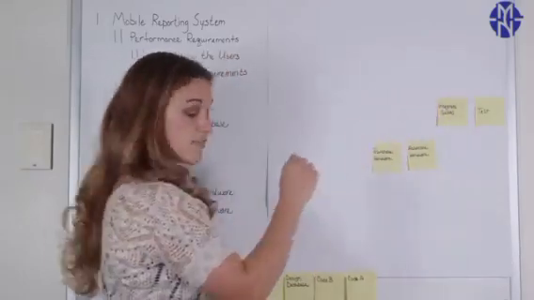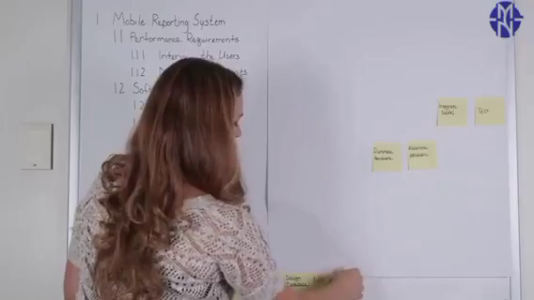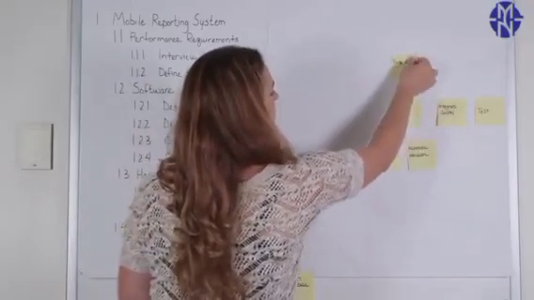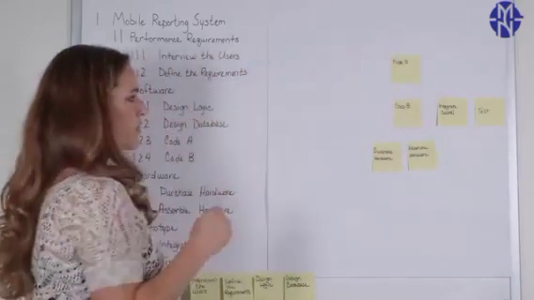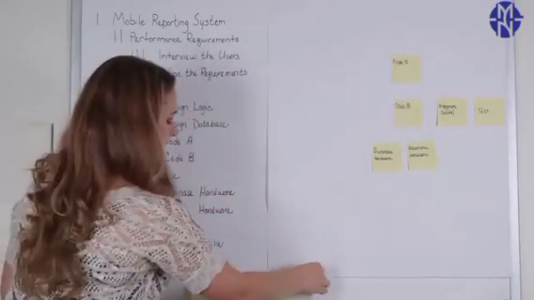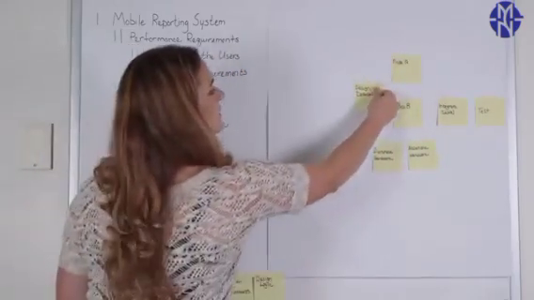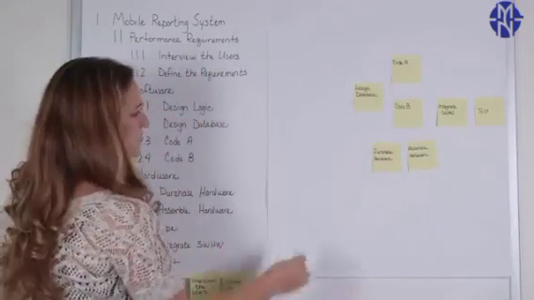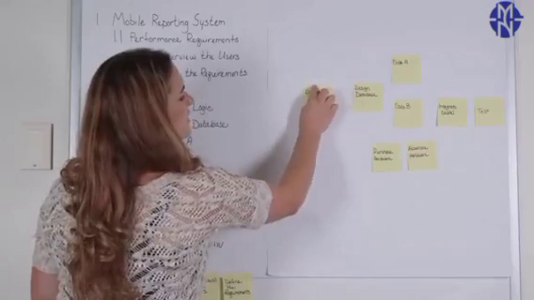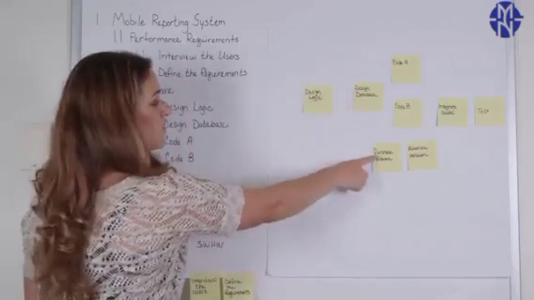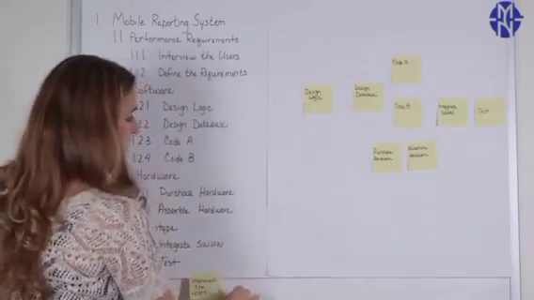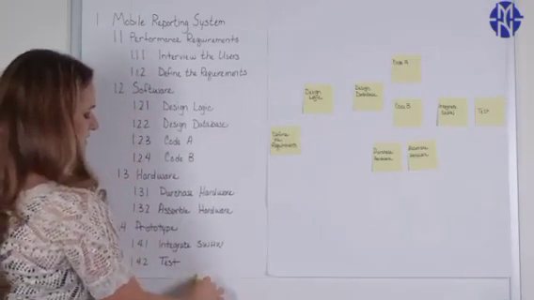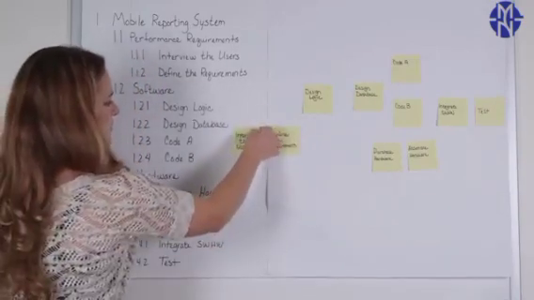Now, in regard to our software, we have to program code A and B here. And before we can program code A and code B, we need to design the database. Before we can design the database, we will need to design the logic. And before we can purchase the hardware or design the logic, we need to define the requirements. And before we can do this, we need to interview the users.